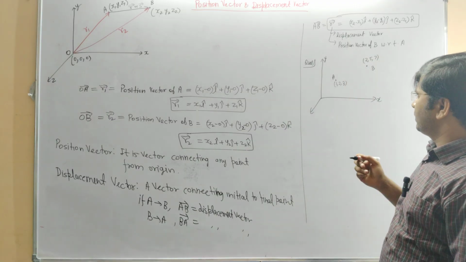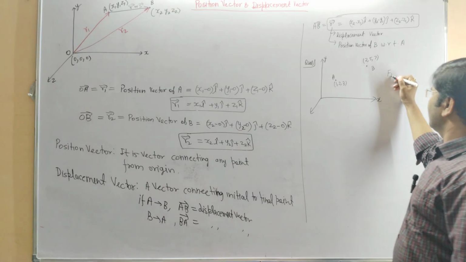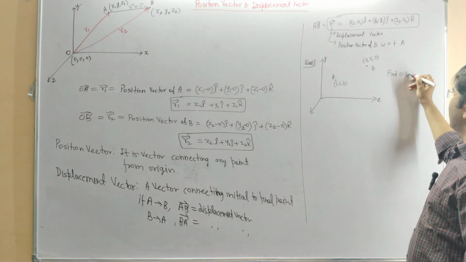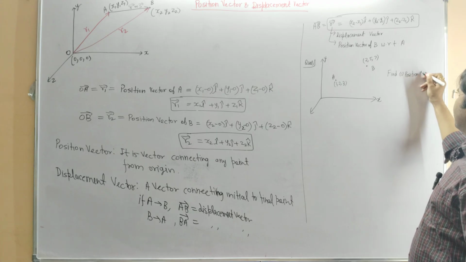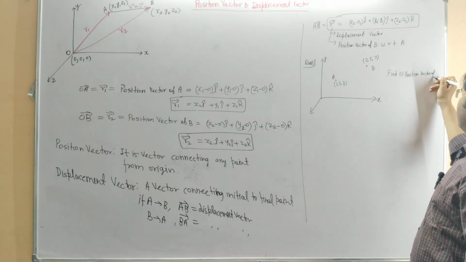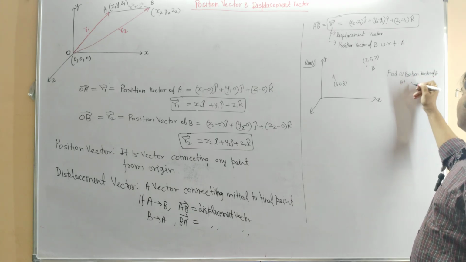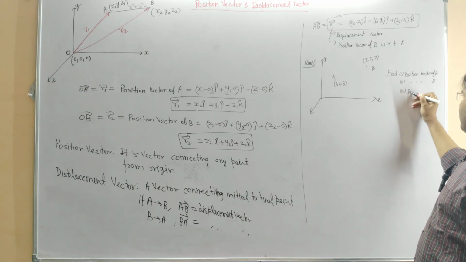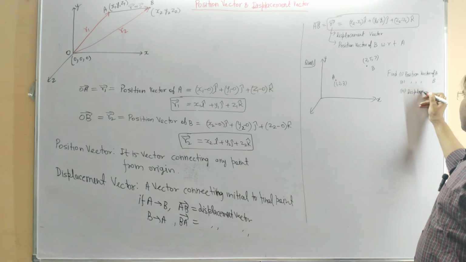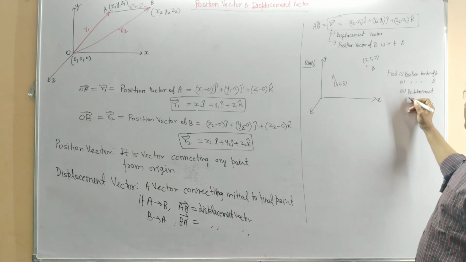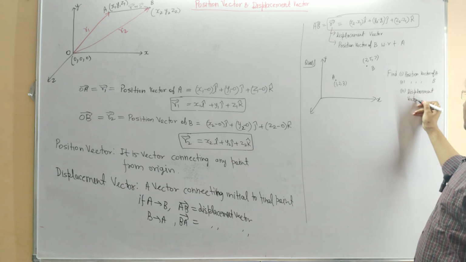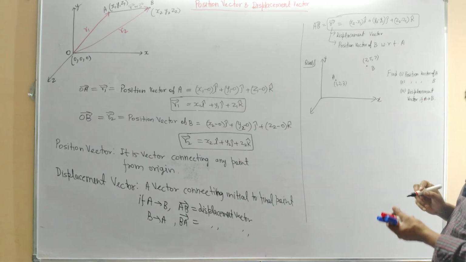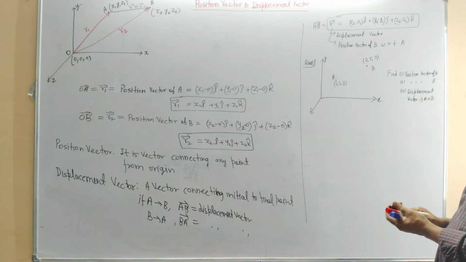So here, what do we have to find? First find the position vector of A, second the position vector of B, and third the displacement vector if A is shifted to B. Okay, so this is very simple.